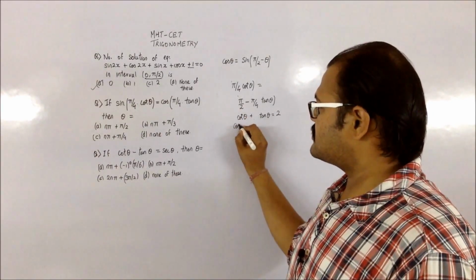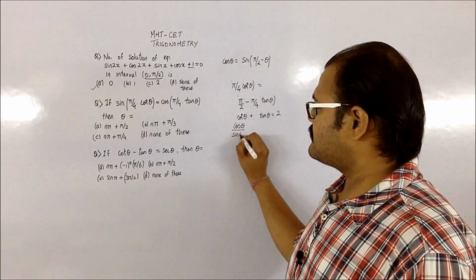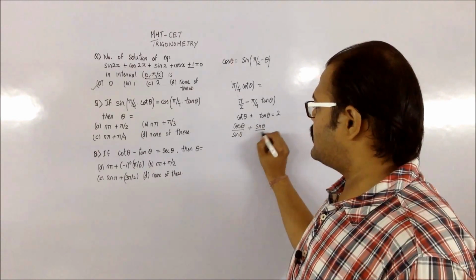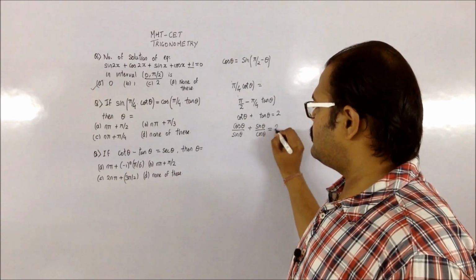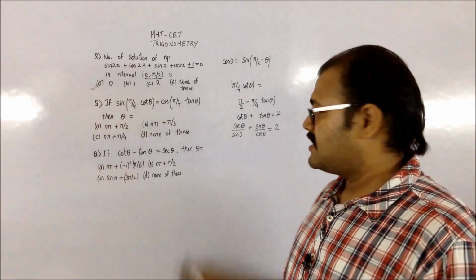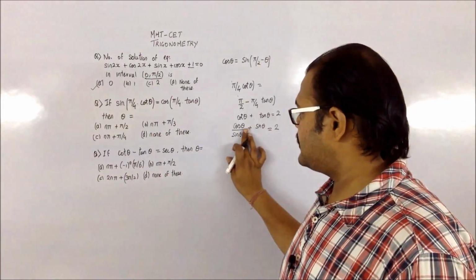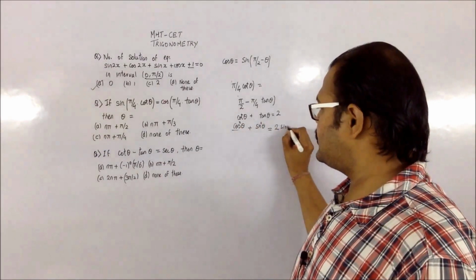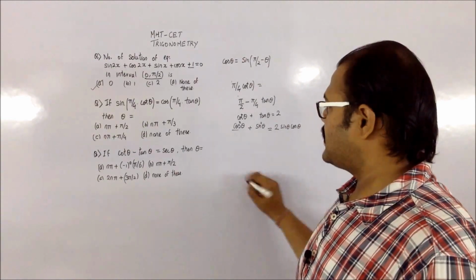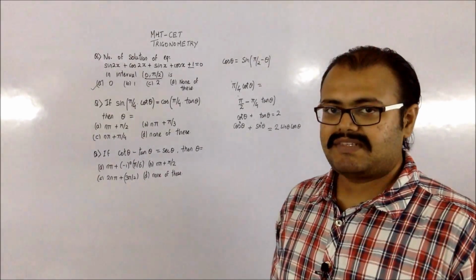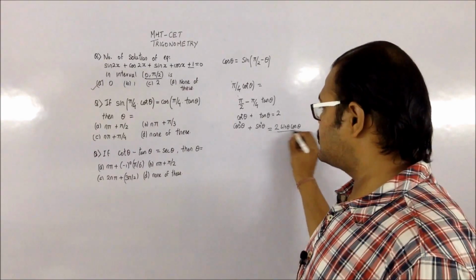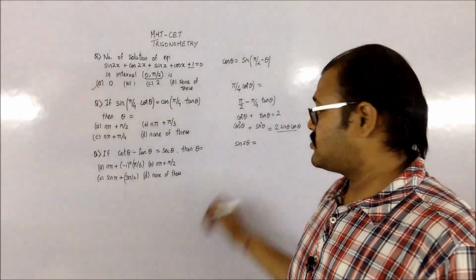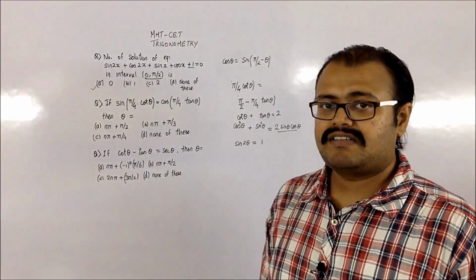So you will be getting this as cos theta by sine theta plus sine theta by cos theta, and this thing will be equal to 2. Now just cross multiplying, you will be getting cos square theta plus sine square theta equals 2 sine theta cos theta. So what you are getting is sine square theta plus cos square theta, which is 1, and this formula is for sine 2 theta, that is the double angle formula for sine. So your sine 2 theta has the value 1.